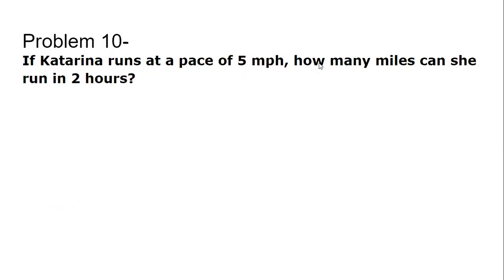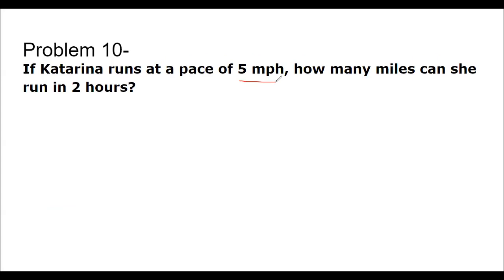Problem 10. If Katrina runs at a pace of 5 miles per hour, how many miles can she run in 2 hours? She goes 5 miles per hour. So that's 5 for 1 hour. She goes 2 hours, so another 5. And that equals 10. Let's see it a little better typed up.